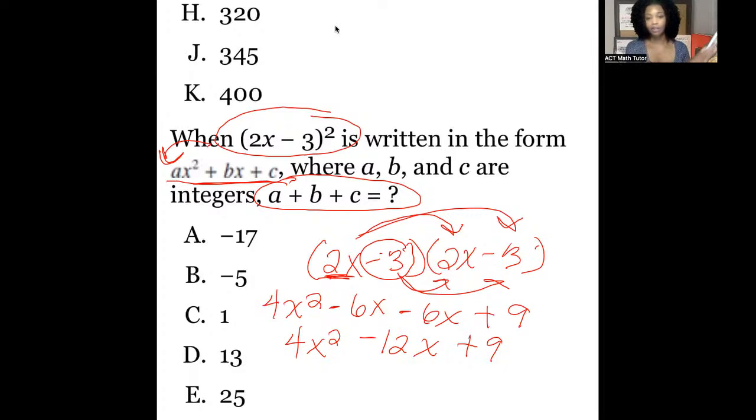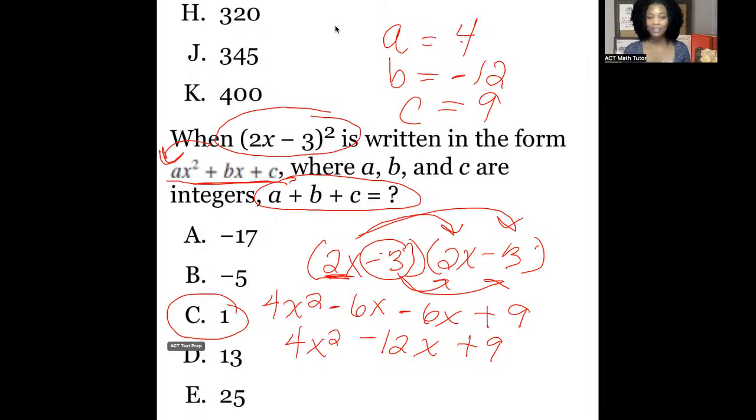So we've taken care of that first part of this question, and now we know what a, b, and c are. We can just add them up to get the answer. So a is 4, b is negative 12, and c is 9, okay? Sum those up, right? I have a 4 and a 9 that are both positive. That gives me 13. 13 and a negative 12 gives me a positive 1, or C is the correct answer to this problem. Okay, guys?